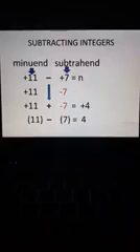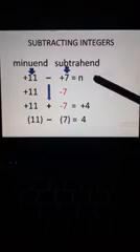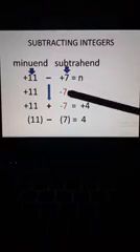Let's try other examples this time. Positive 11 minus positive 7 is equal to n. So step 1, we change positive 7 to negative 7. Step 2, from subtraction, we proceed to addition.